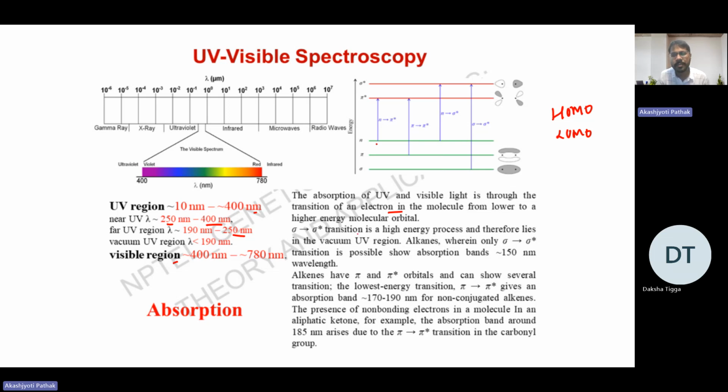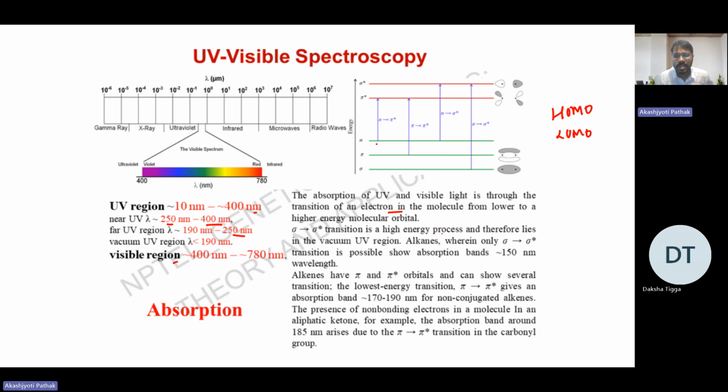The sigma to sigma star transition is a high energy process. For transition from sigma to sigma star, there is a high energy gap between the two, so you need to apply radiation which is in the low wavelength region. If you want a transition from sigma to sigma star, then you have to excite the molecule in the vacuum UV region, with energy having a wavelength less than 190 nanometer. Now alkanes, wherein only sigma to sigma star transition is possible, show absorption bands around 150 nanometer wavelength.